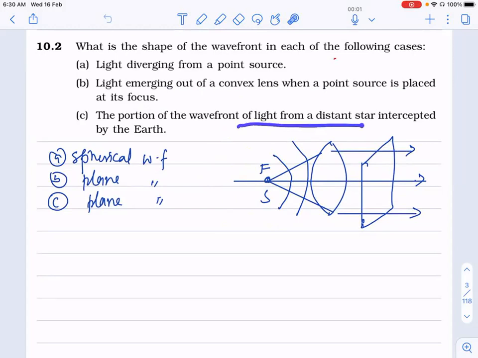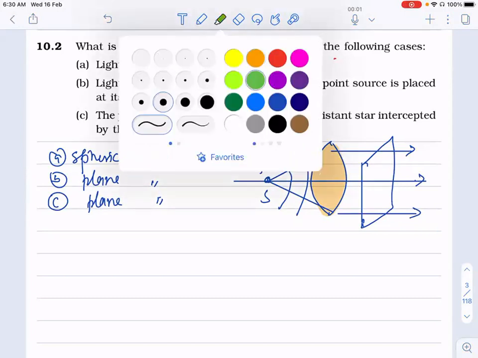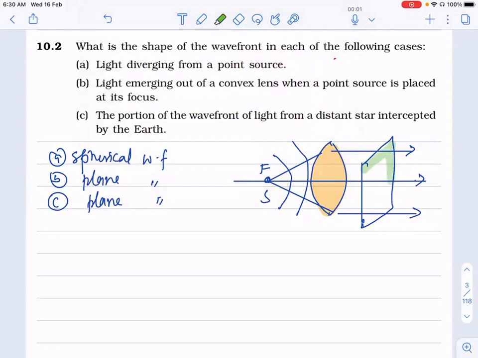The portion of the wavefront of light from a distant star intercepted on the Earth will also be a plane wavefront. A plane wavefront forms when the source is far away. But if the source is nearby, at the focal point of a convex lens, then also we get a plane wavefront. It means in the lab also we can get it. We don't have to keep the source at infinity. A plane wavefront can be obtained in the lab itself.